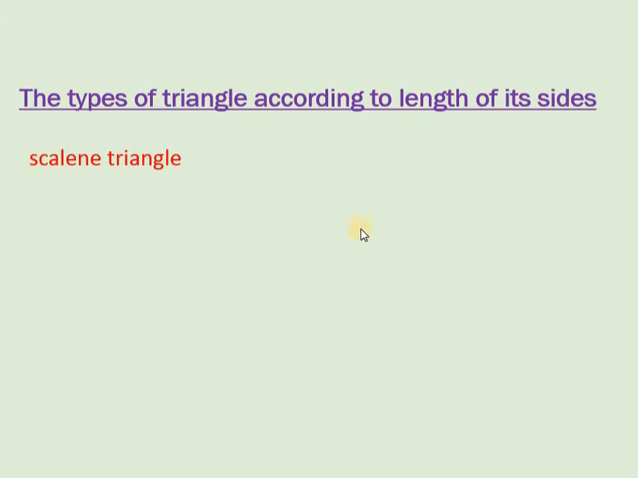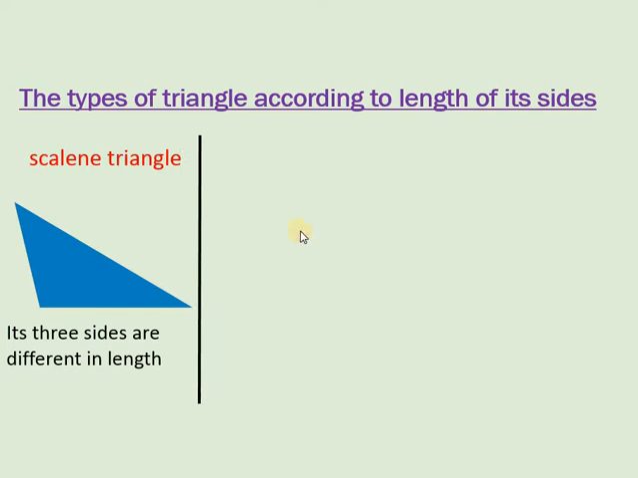Okay, the types of triangle according to its side lengths. First of all, I have the scalene triangle. This is a scalene triangle. It has no equal sides. So if I have here this one, it may be 5 centimeters, and this one 4, and this one 3. So it has three different sides. They are not equal.